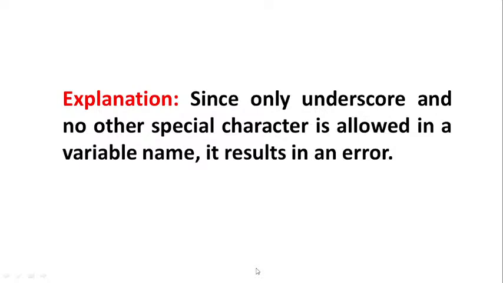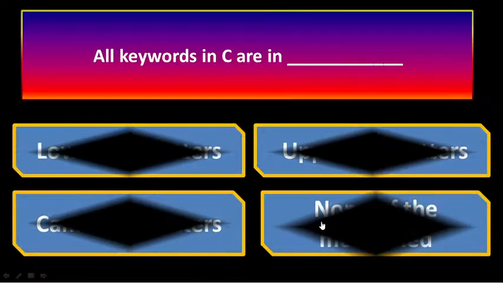The explanation for this one is, since only underscore and no other special character is allowed in a variable name, it results in an error. If you declare a dollar with name, it gives an error message. Any special symbol is not allowed other than underscore. And main is also an inbuilt keyword of the C language, so it is also invalid to declare as a variable. Is it clear?